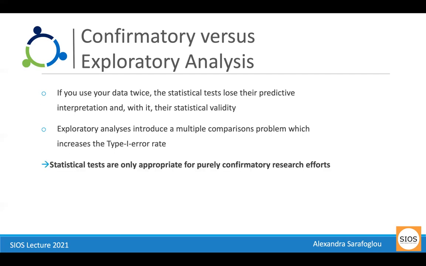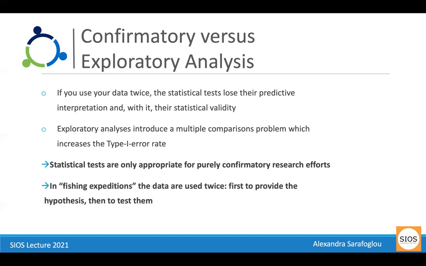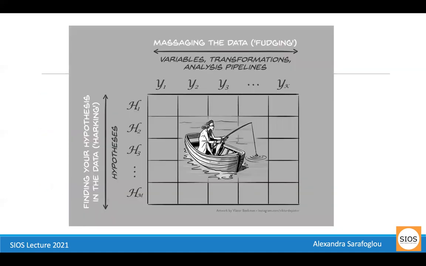So here we can say that statistical tests are only appropriate for purely confirmatory research efforts. So when you think of the continuum, if you are all the way to the right, only then they are appropriate. And in so-called fishing expeditions, where we fish for significant p-values, our data are used twice. So first to provide the hypothesis and afterwards to test them. And here is a nice illustration of such a fishing expedition for significant p-values.